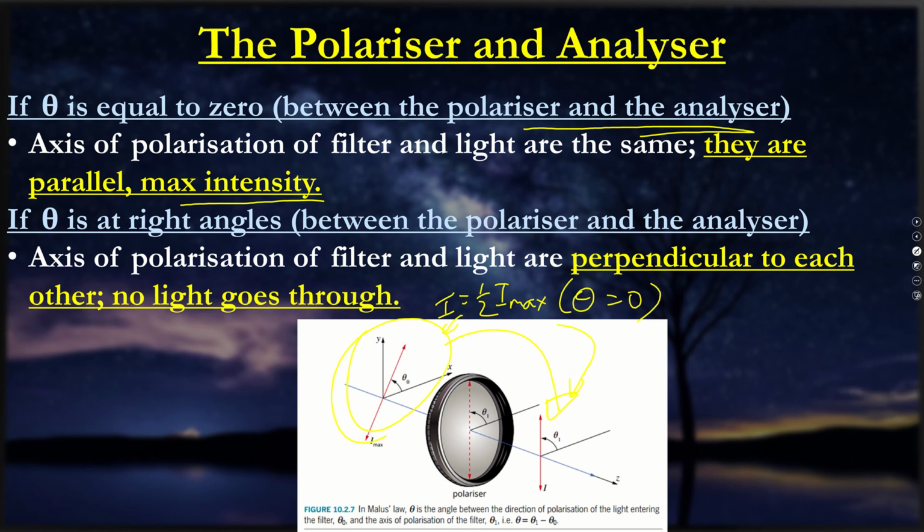If theta is at right angles, then the perpendicular component blocks out all the light, and then you have an intensity of 0. So theta between the first polarizer and the first analyzer is 0, or whatever combination you have, 90, sorry. So perpendicular to each other. Then the overall intensity of light would be 0.